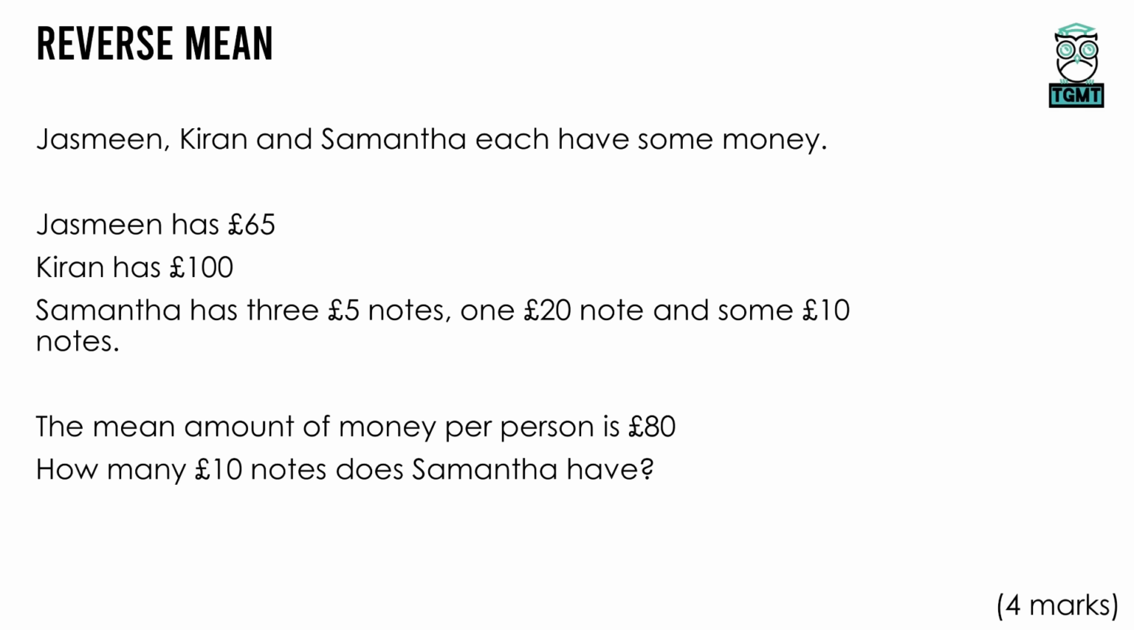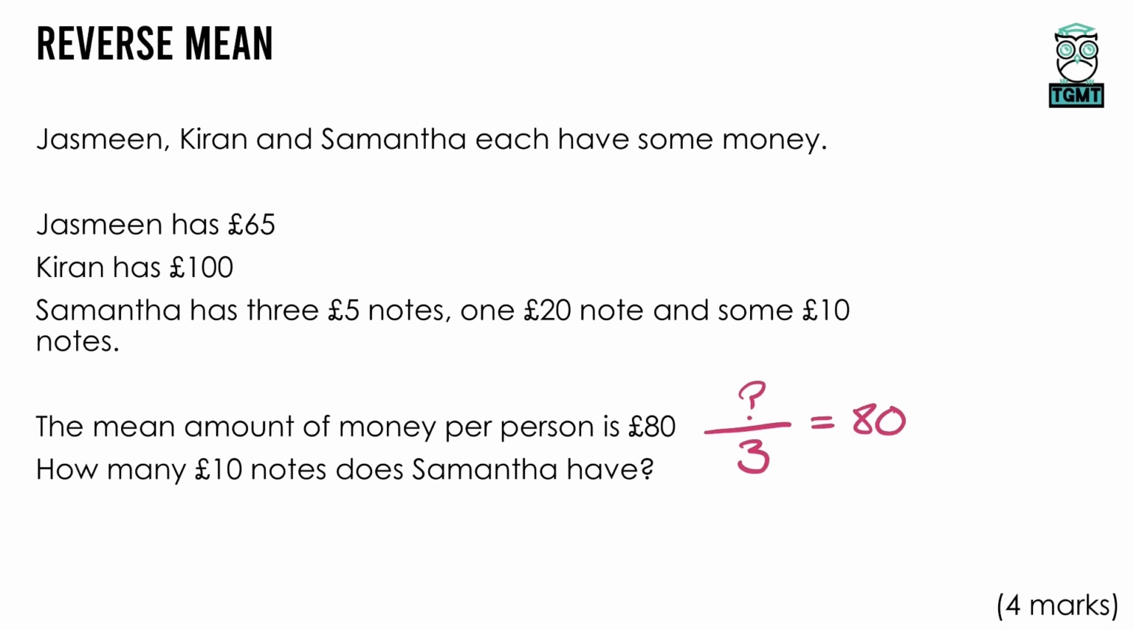And when it tells you the mean amount of money per person, or the mean amount of anything per group of people, it means that we can find the total. So if we read this question, it says Jasmine has £65, Kieran has £100, and Samantha has 3 £5 notes, 1 £20 note, and some £10 notes. Now, there are 3 people. So if the mean amount of money per person is 80, then whatever their total is, which we don't know, divided by 3 would have been equal to £80.